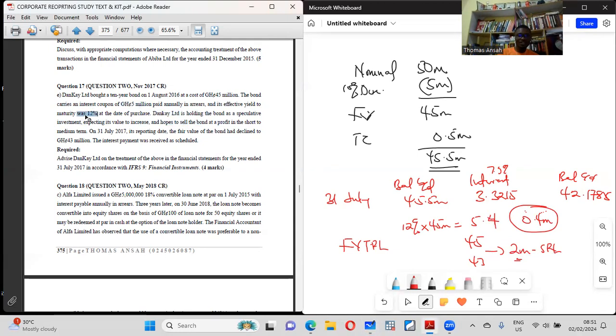Calculate the 12% on the amount that they are supposed to be receiving effectively, but they've received only 5 million. So the 0.4 is a receivable. All right, it's an interest income receivable. So that is that. That one is like a current asset on your behalf.